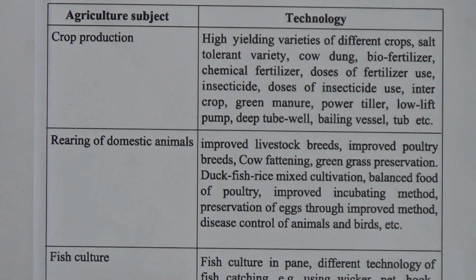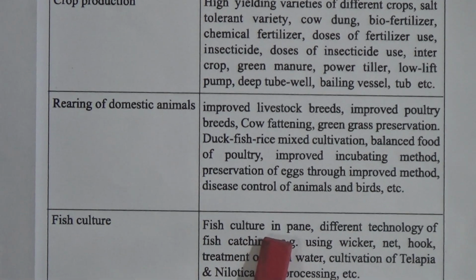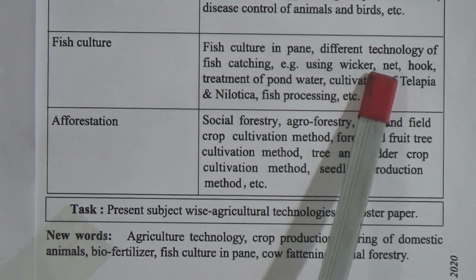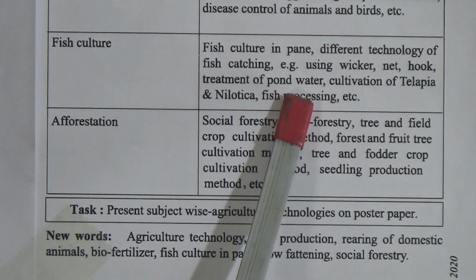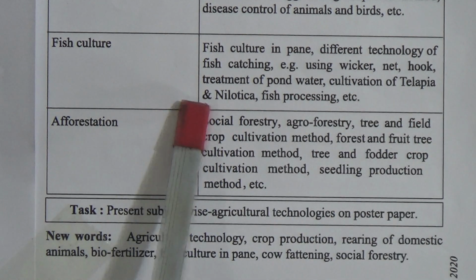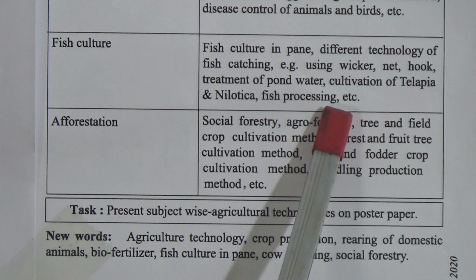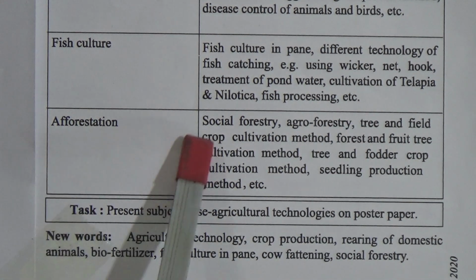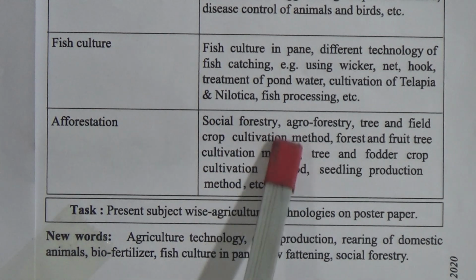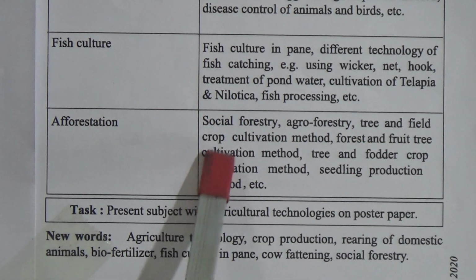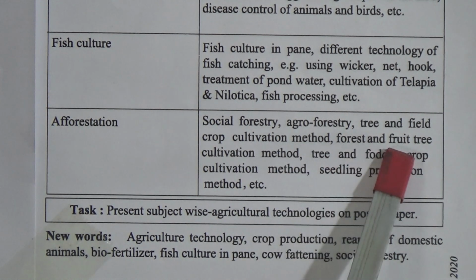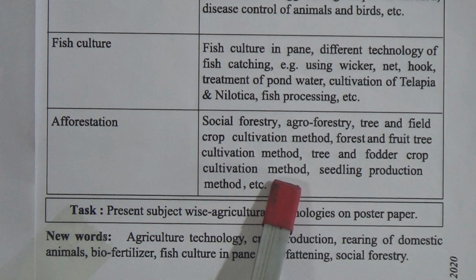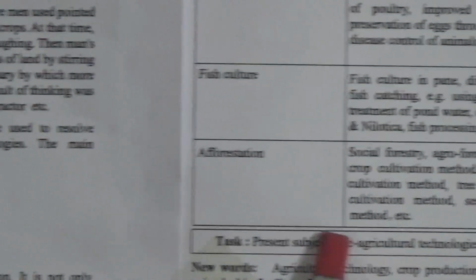Now, fish culture. Fish culture in pen, different technology of fish catching using wicker, net, hook, treatment of pond water, cultivation of tilapia and nilotica, fish processing, etc. Afforestation. Social forestry, agroforestry, tree and field crop cultivation method, forest and fruit tree cultivation method, tree and fodder crop cultivation method, seeding production method, etc.